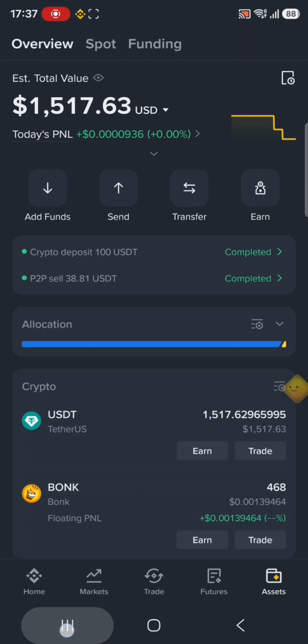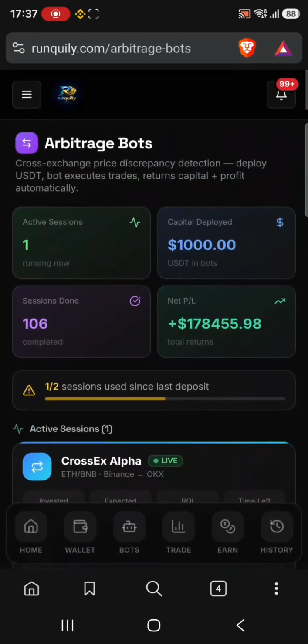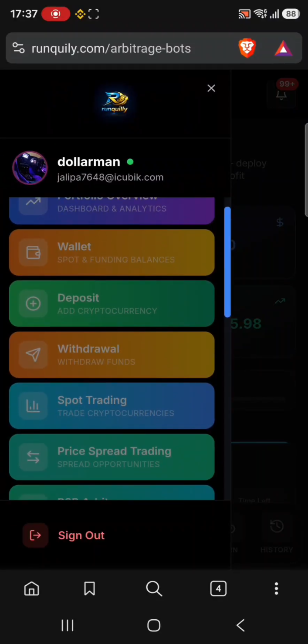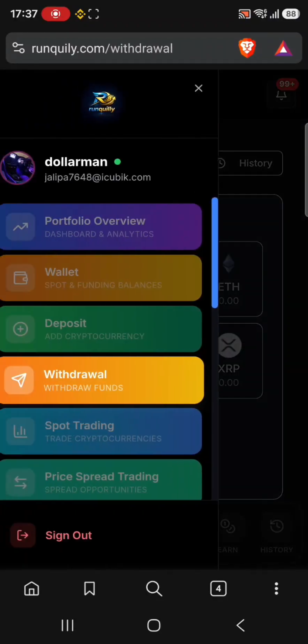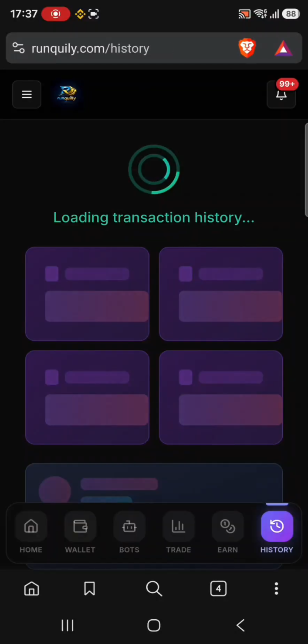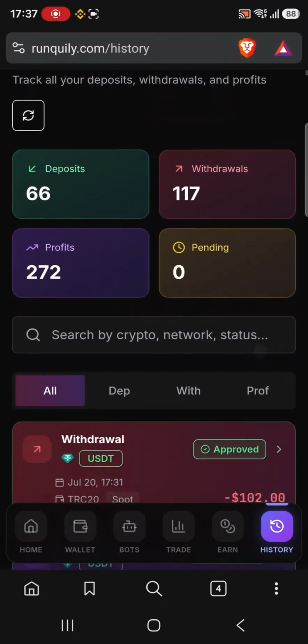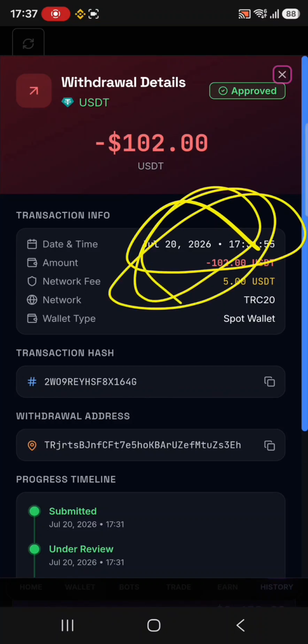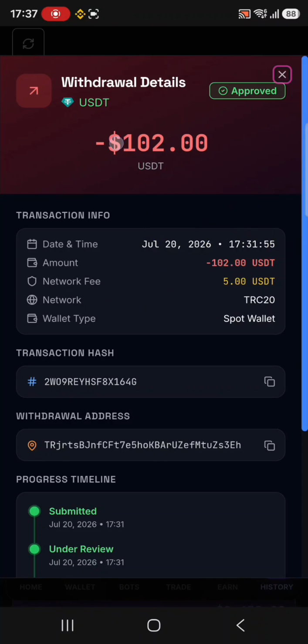So let's go and check in our Ranquilly account. Our trade is still ongoing. We can't wait for 1 hour, so you'll bear with me. But if you are in my Telegram channel, you will see how that goes. Let me come to transaction history and actually show you that our withdrawal has been approved and has been dispatched to our Binance account. You can see the date and time here. Actually, no edits, no nothing.